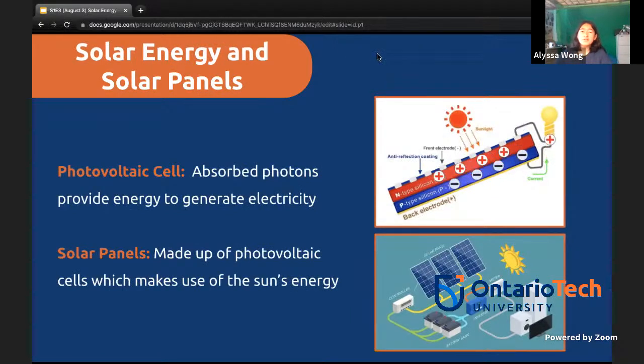Okay, so along with solar energy, you might associate solar energy with solar panels. Has anyone seen a solar panel before?